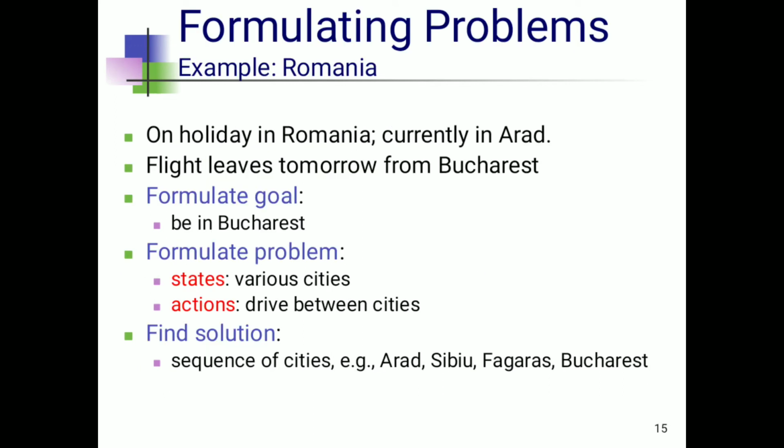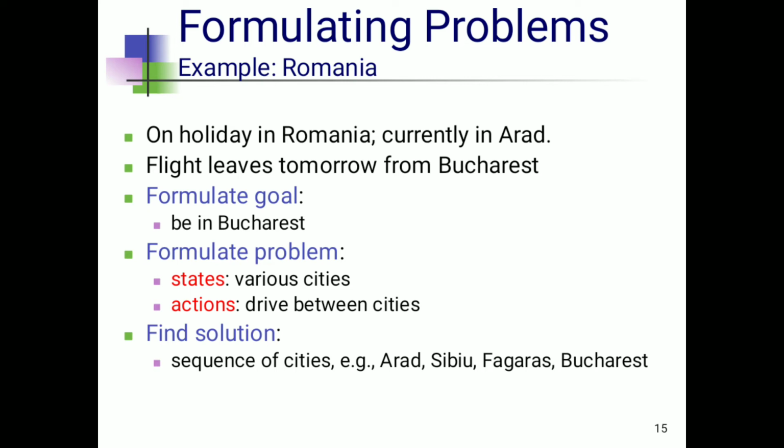Then the next topic is formulating problems. So till now we have seen what we mean by the problem solving agent. Then we have seen how to formulate the problems, that is, in the formulation of the problems we need to consider the initial state, then the actions, transition model, successor function, then the goal test and the path cost.